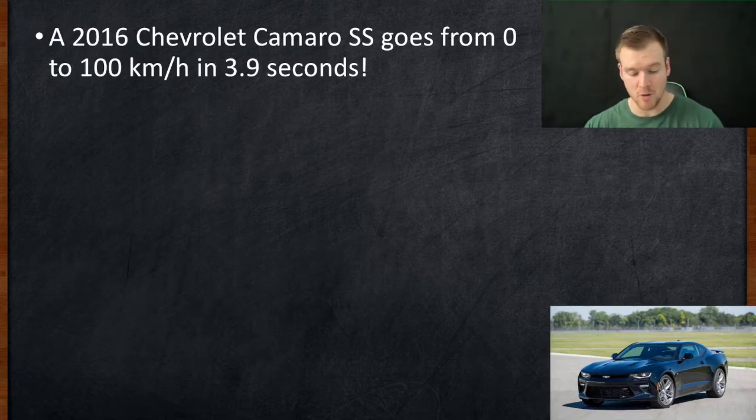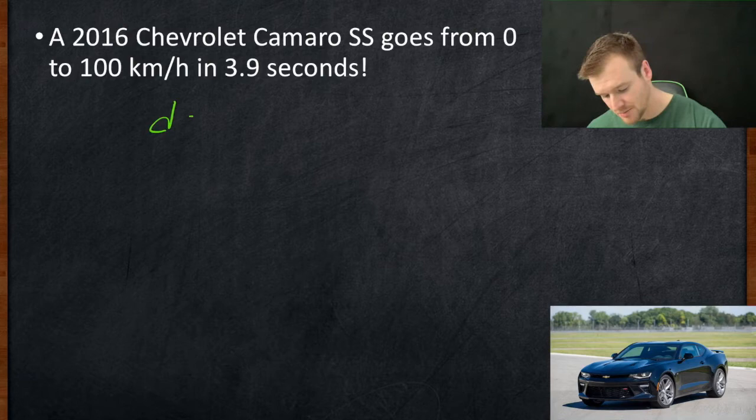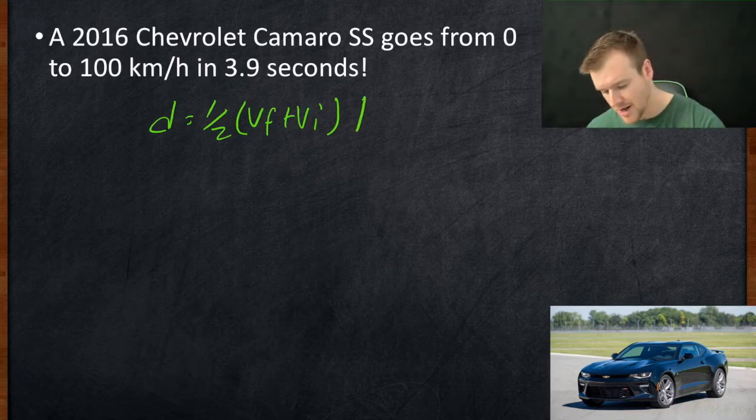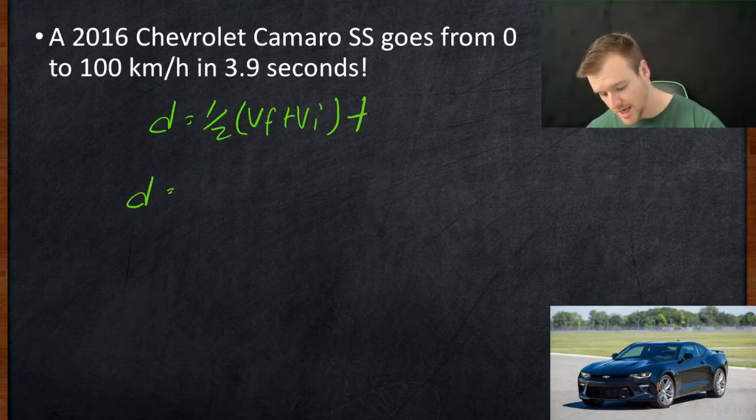I was talking about the Camaro going from 0 to 100 in 3.9 seconds. So I already found which formula I'm going to use because we kind of built that equation. It was displacement is equal to half VF plus VI. If you put VI plus VF, I think that's how I actually showed it before, they're being added together, so the order of those two doesn't matter, times by time. I'm solving for displacement, so I'm just going to put D is equal to half. And now I have to put VF in.